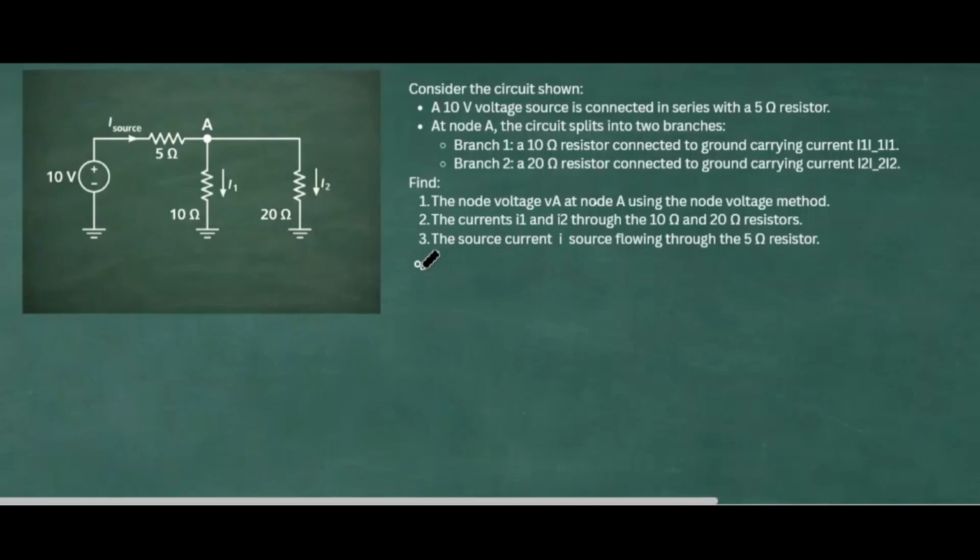In this video, we are going to find the node voltage at node A, the I1 current, the I2 current, and finally the source current. First of all, we can see these three terminals are ground. That means the voltage at these three terminals is 0 volts.